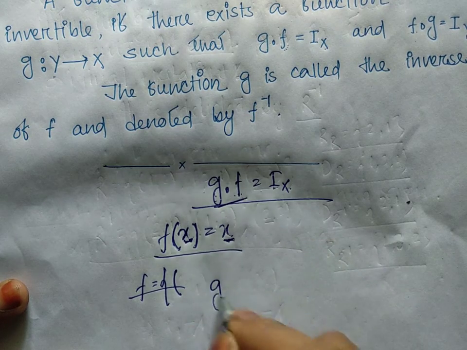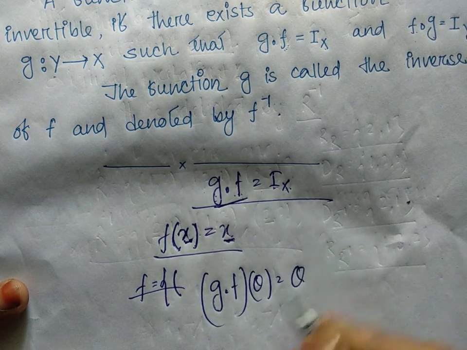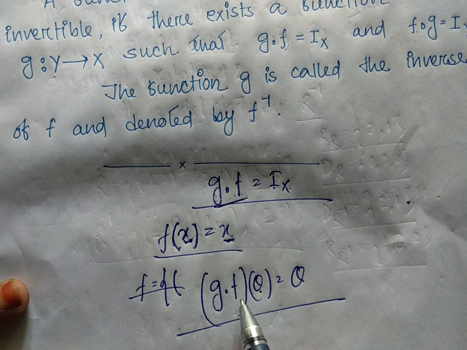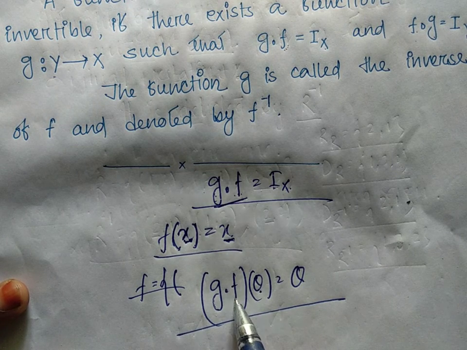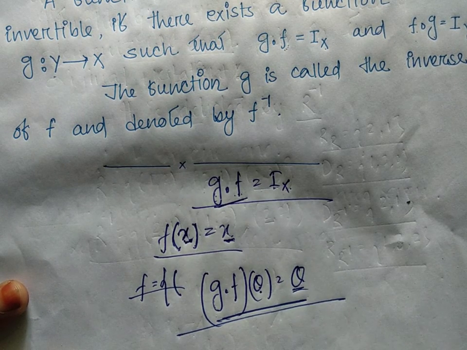That means if we consider g naught f of suppose theta, then its image will be theta. What is theta? Theta is the domain element. What is the domain of the composite function? The domain of the composite function is the domain of the first function. What is the first function here? F. Then f's domain, that means theta is an element of f's domain. And what have you got? Theta you have got. That means the function satisfies the identity property.